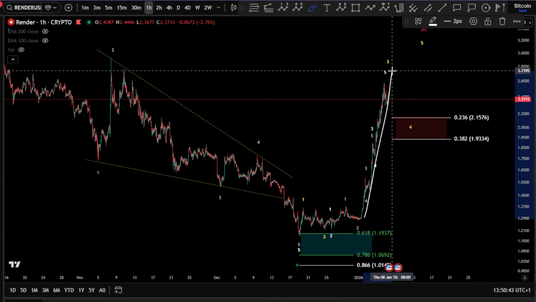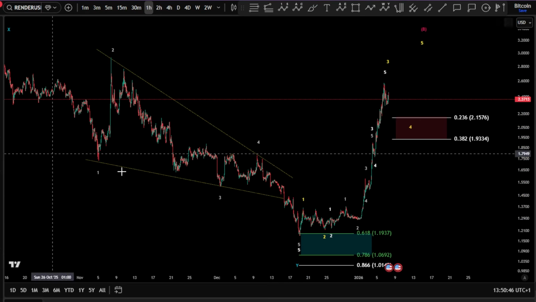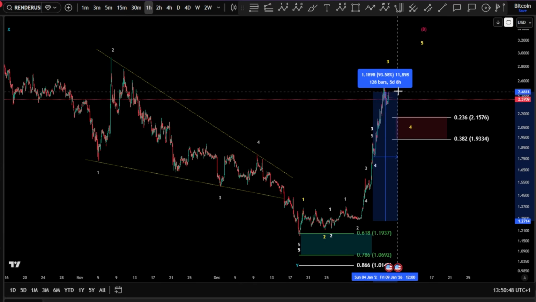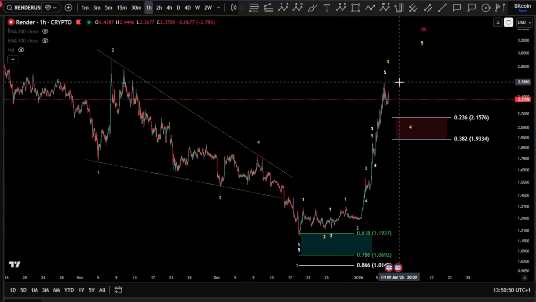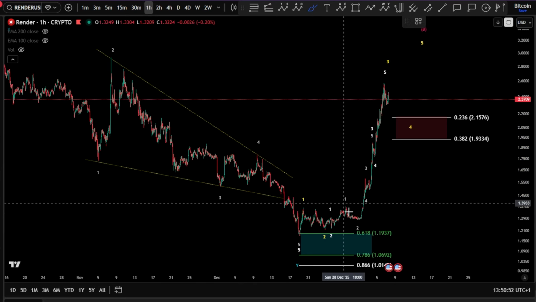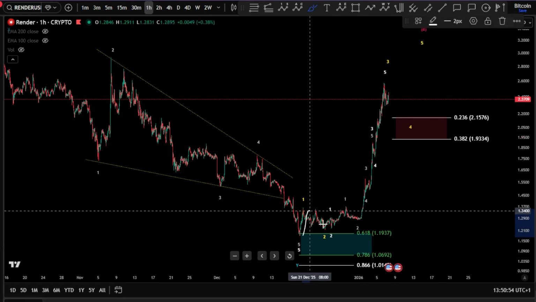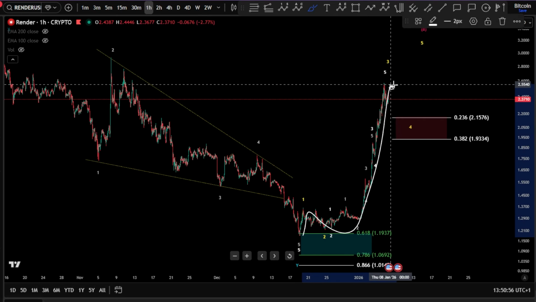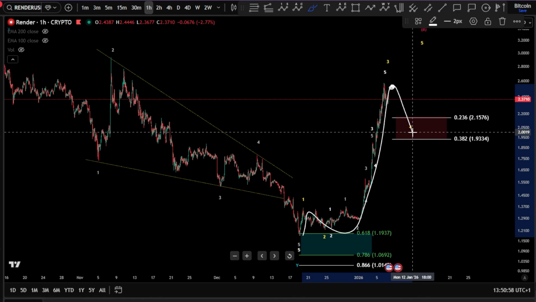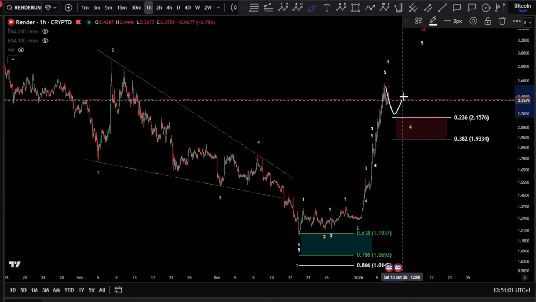It's a very, very nice push for FET here. We have pushed really massively and high here, 100% directly in one single move for FET, and that means, of course, this is very likely a wave 3. We're looking for a wave 4 and a 5. The wave 4 might be deep.